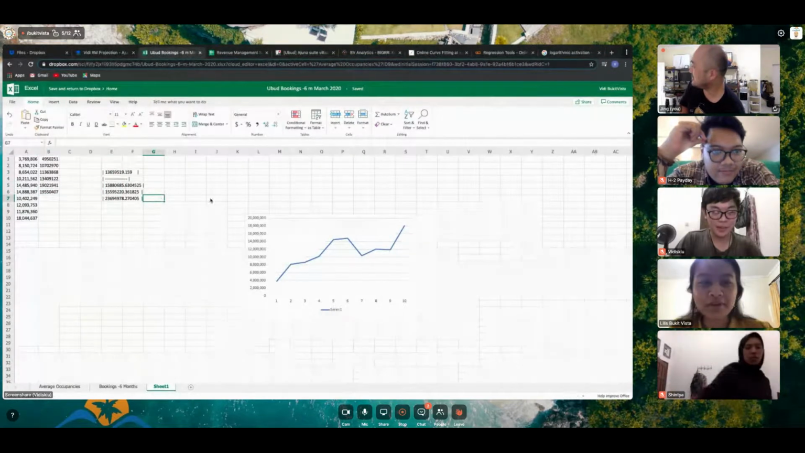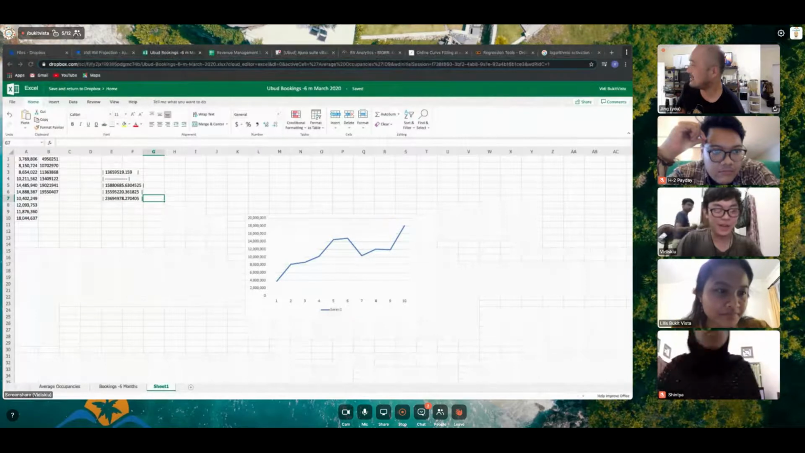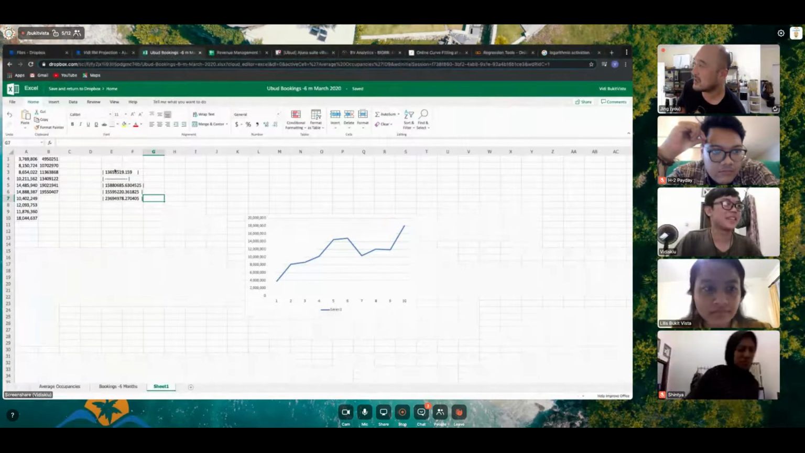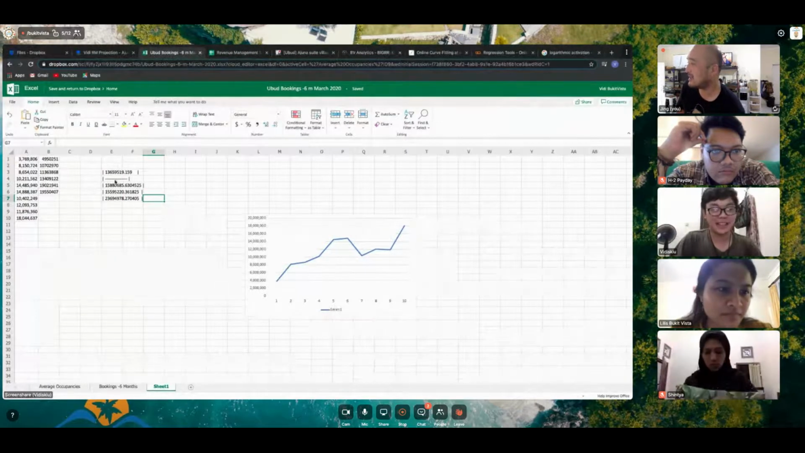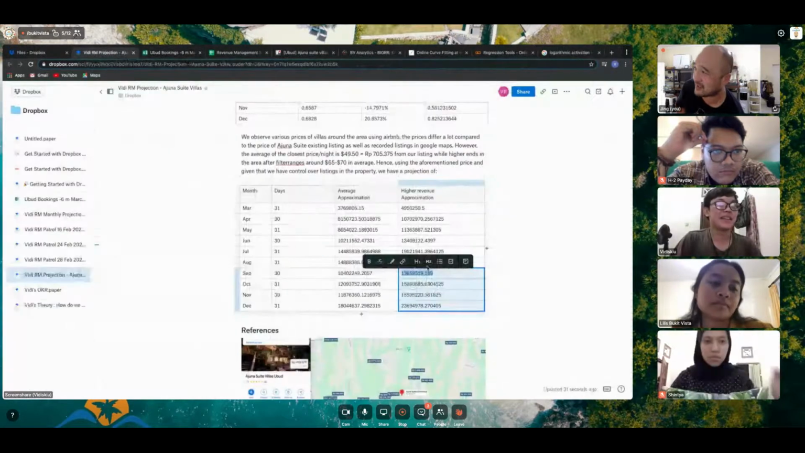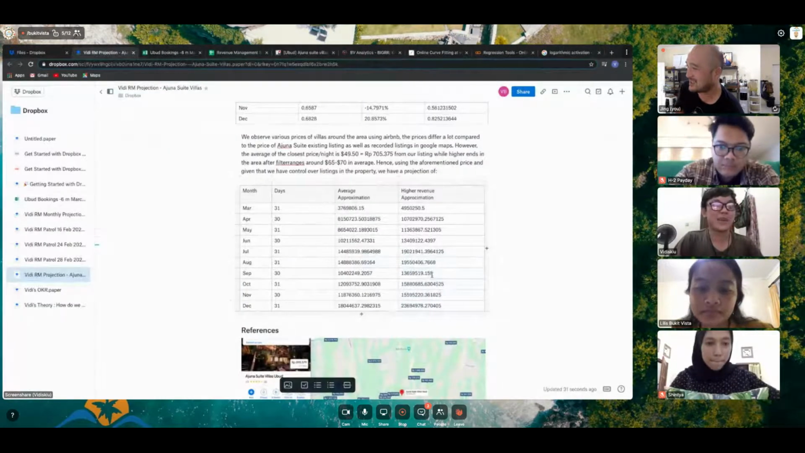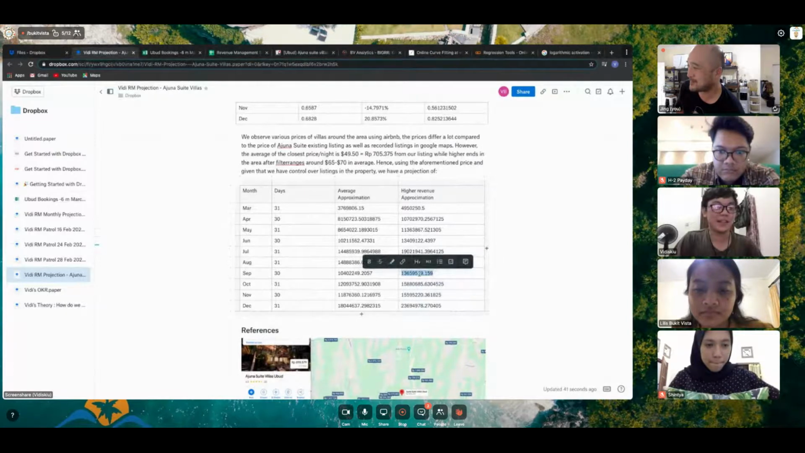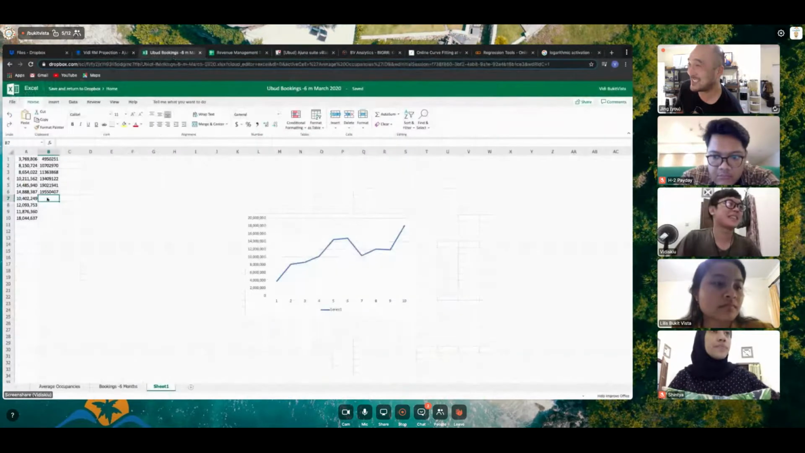I just paste it by value as well, because it will be like this if I paste everything. So the numbers. Oh, it has the formatting in it. Yeah. Okay. The formatting and Dropbox paper, it's like that. So okay.